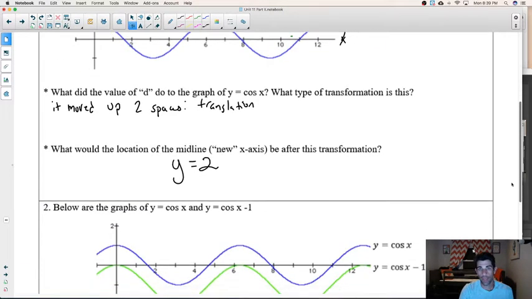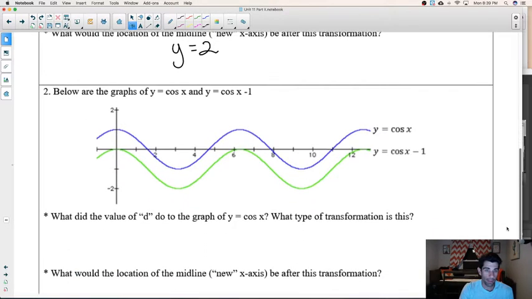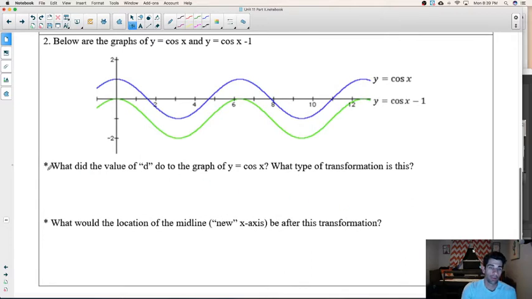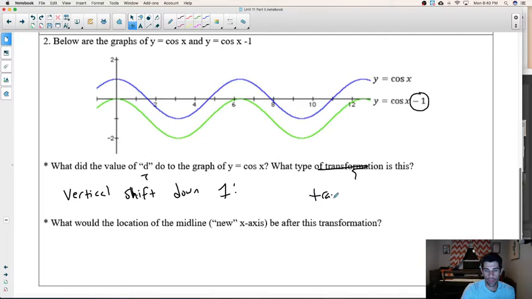All right, so let's try to answer the same question again by graphing cosine x and then cosine x minus 1. In the other one we did a positive 2, now we're going to do a minus 1. So what did the value of d do here? Vertical shift. Be careful. Shift down 1. And what type of transformation? It's still a translation.